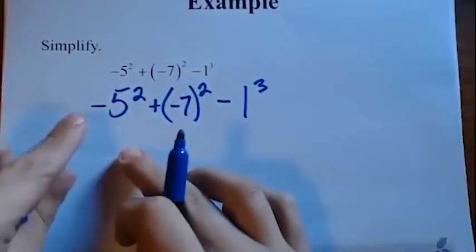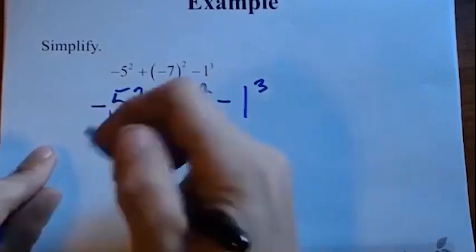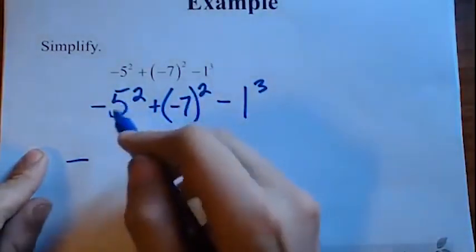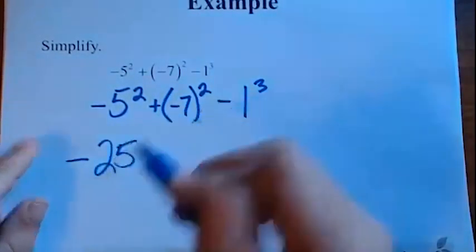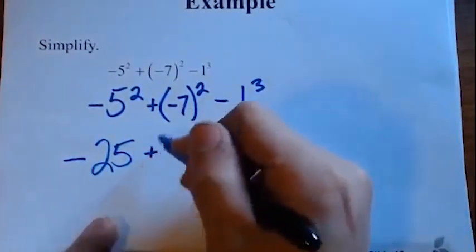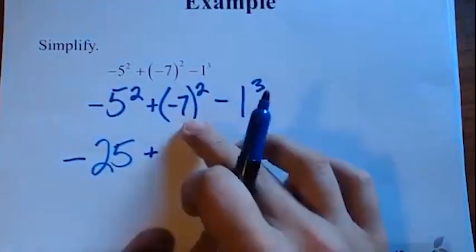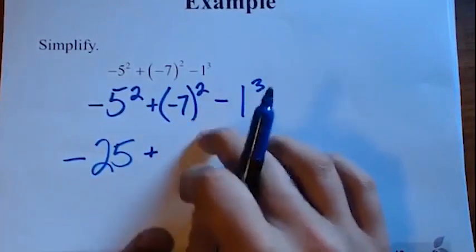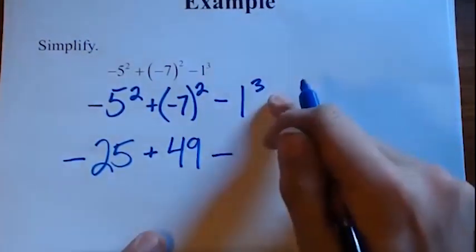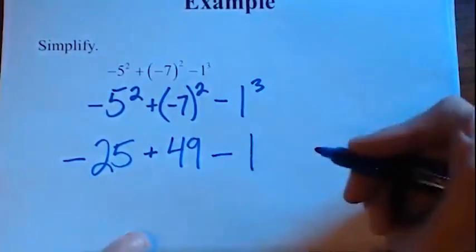Next, negative 5 squared without the parentheses is negative 1 times 5 squared. So this is negative 25, not positive, because it's not in parentheses. Then plus negative 7 squared. This is in parentheses, so negative 7 times negative 7 is positive 49. Minus 1 cubed is 1 times 1 times 1, which is 1.